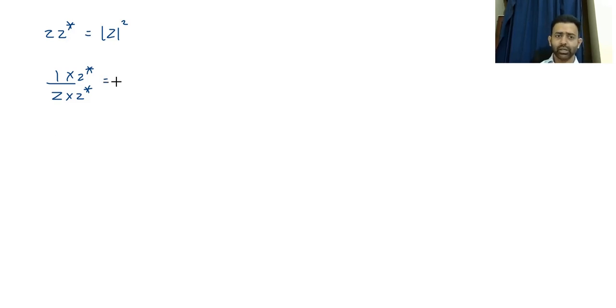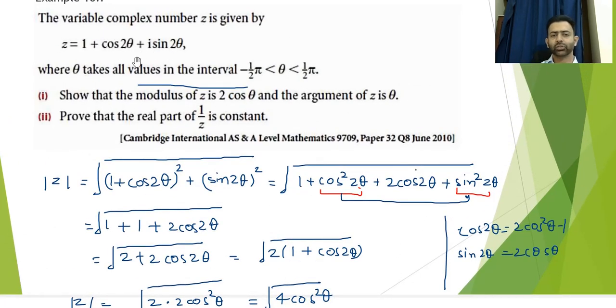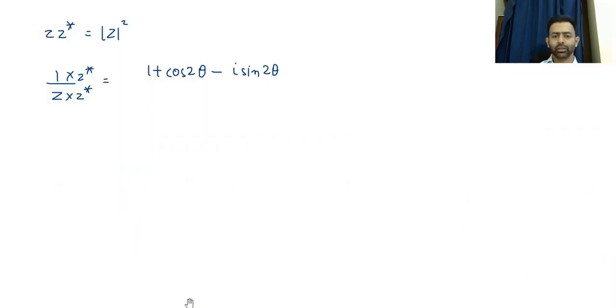So in this question, the conjugate of z will have real part 1 plus cos 2 theta, and the imaginary part will be minus i sine 2 theta, because z was 1 plus cos 2 theta plus i sine 2 theta. So its conjugate will be 1 plus cos 2 theta minus i sine 2 theta. And in the denominator, we will have z into z bar, which is replaced by mod z square, a real number. This is the benefit of multiplying with its conjugate, that the denominator becomes just a real number.